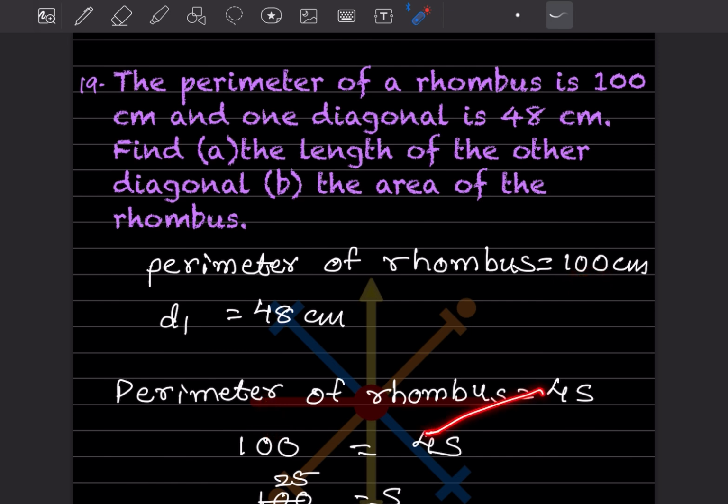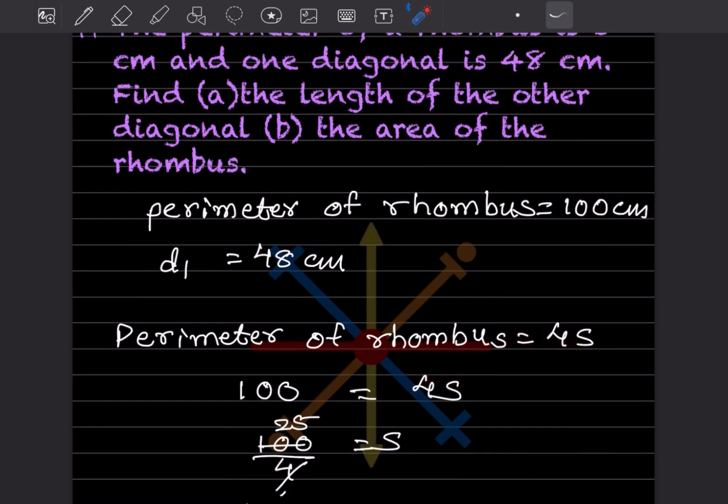So here 100 is in the numerator. When 4 changes the side, it will go to the denominator: 100 by 4 is equal to s. So this is going to be 25. So we can say the side of the rhombus is 25 centimeter.